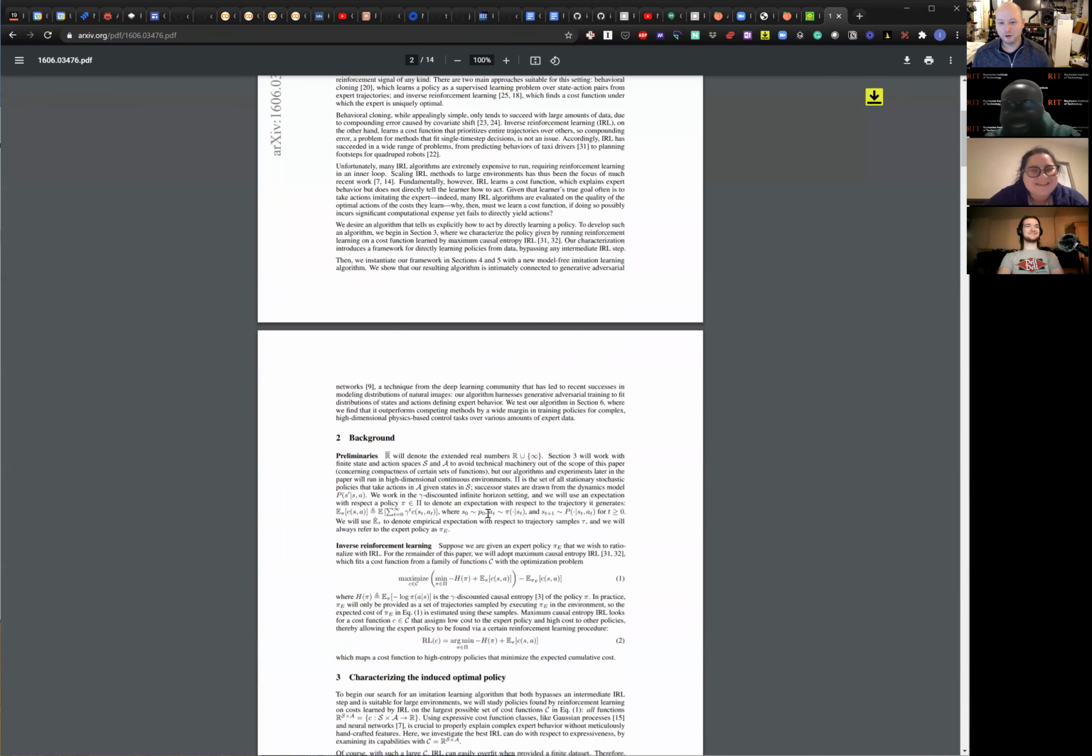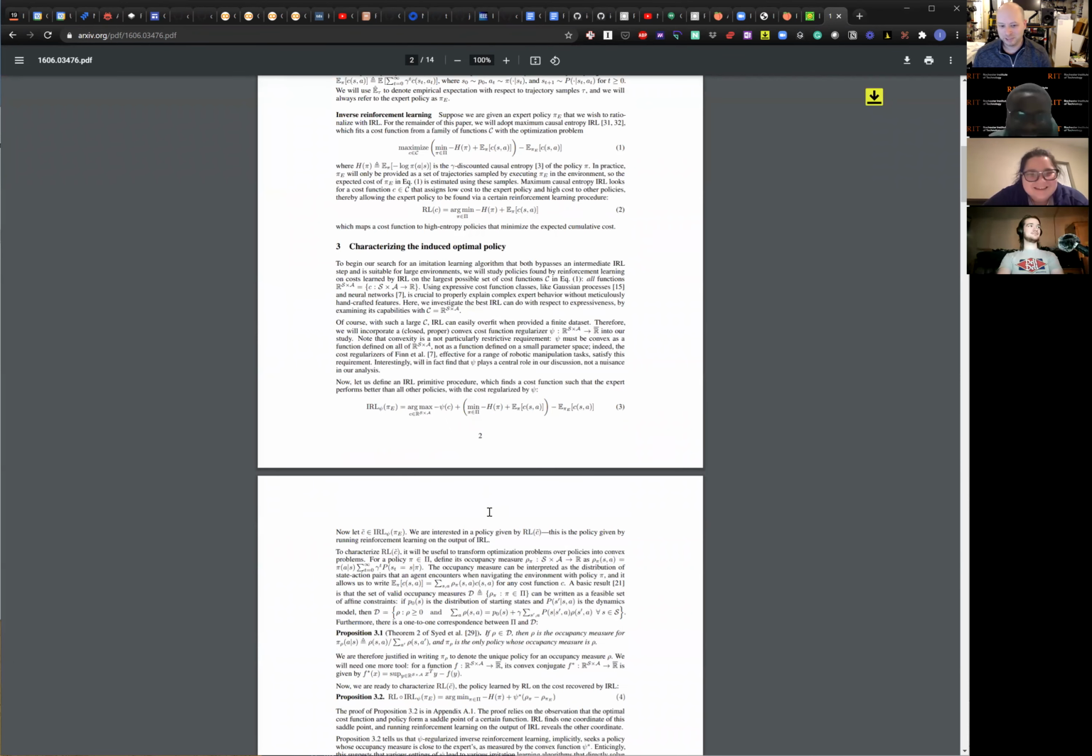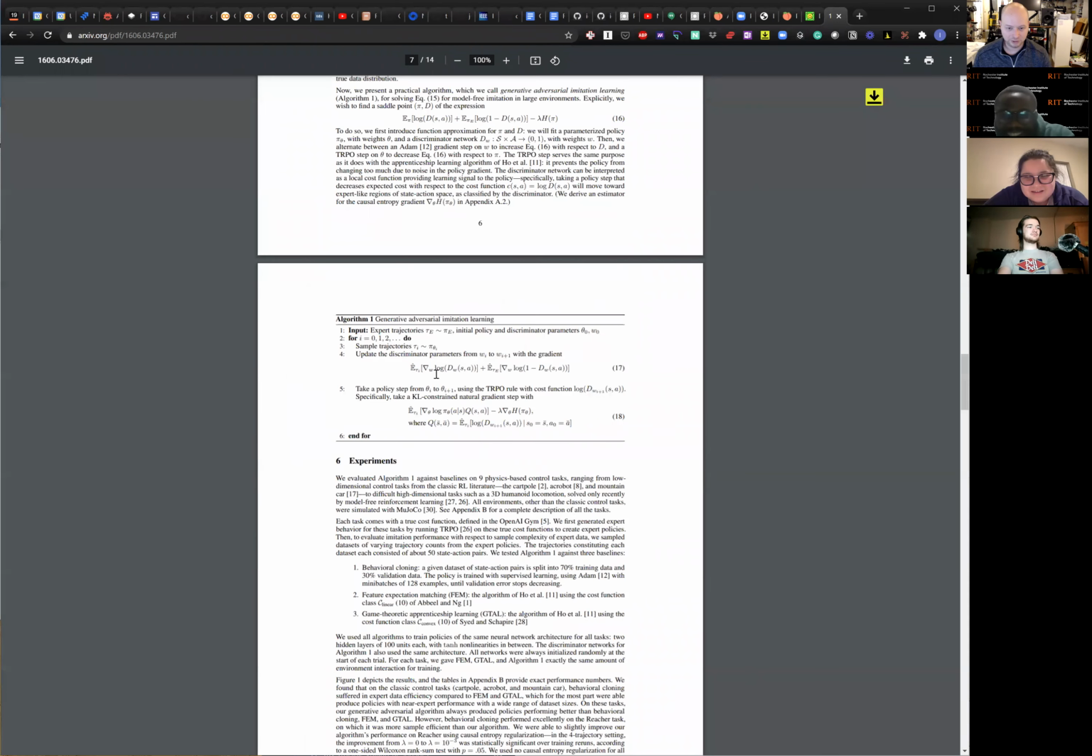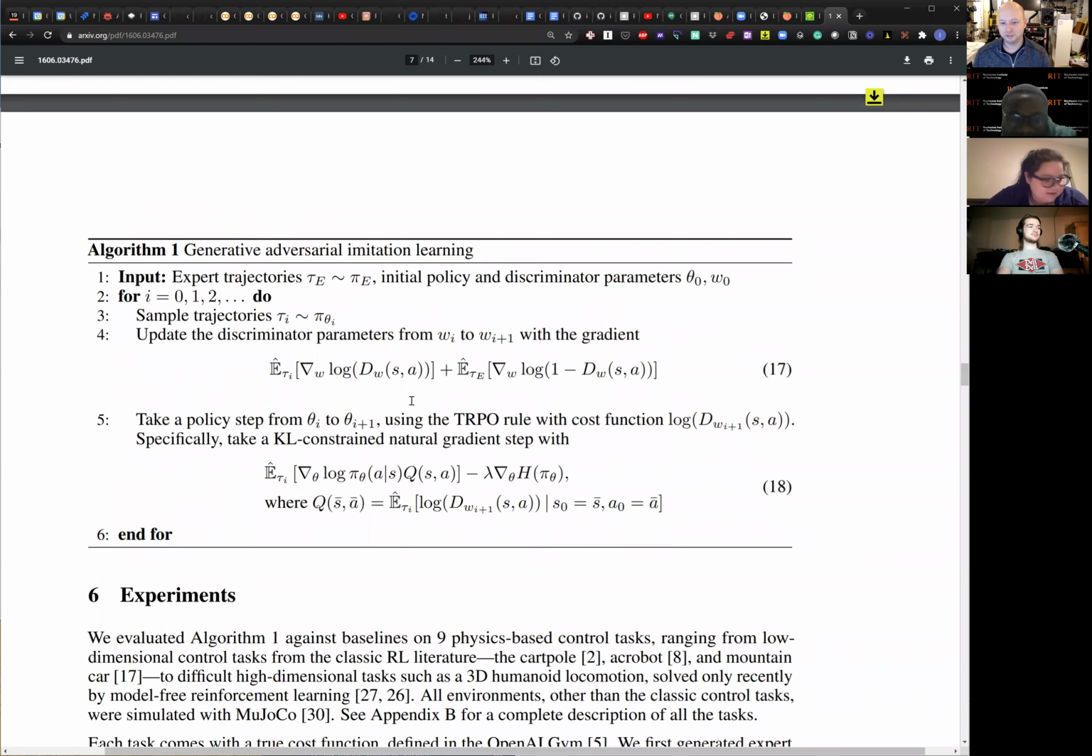Honestly, this one isn't that complicated. It looks more complicated than it is. It comes down to, where's the algorithm? Here. Everything distills down into this. And the idea is that, you can see this is the policy gradient right here.